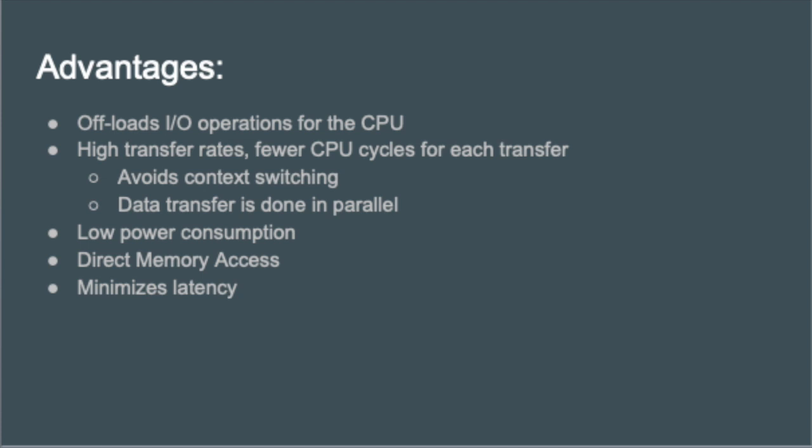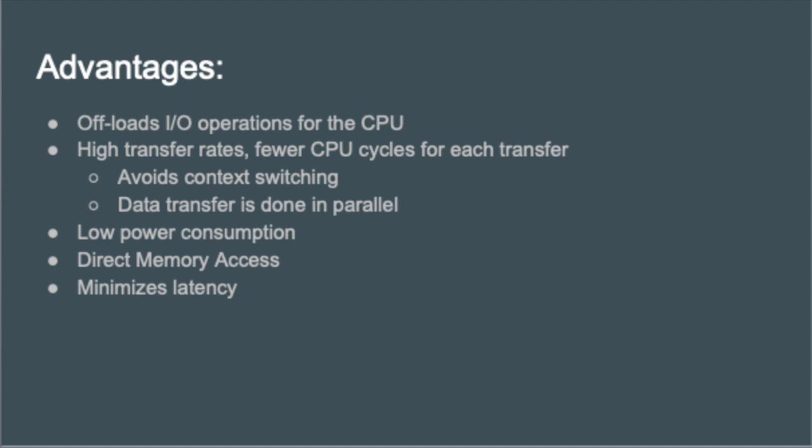Second, it has high transfer rates and fewer CPU cycles for each transfer. We get a higher transfer rate because we avoid context switching, or storing the state of a process or thread so that it can be restored and execution resumed from the same point later. And we get fewer CPU cycles for each transfer because we have data transfer being done in parallel.